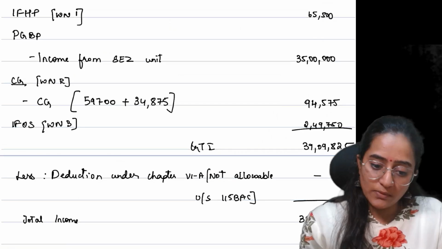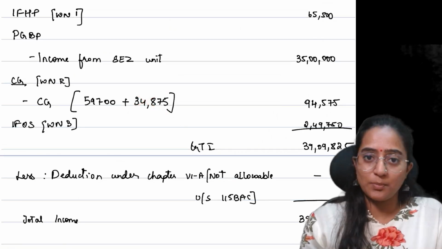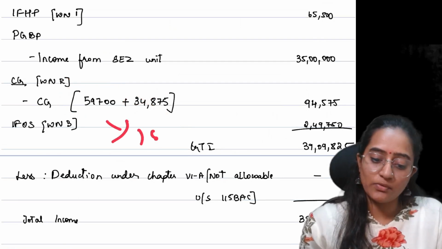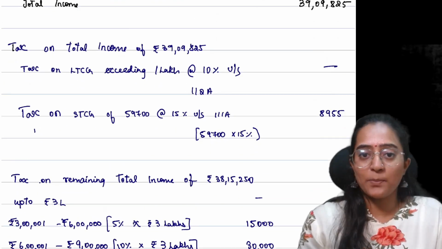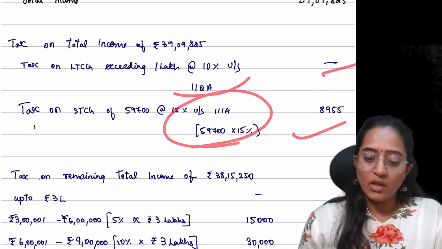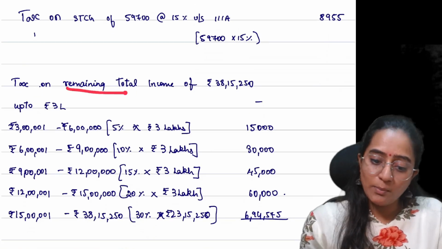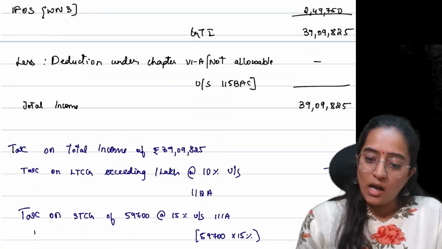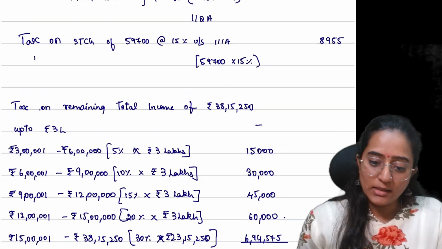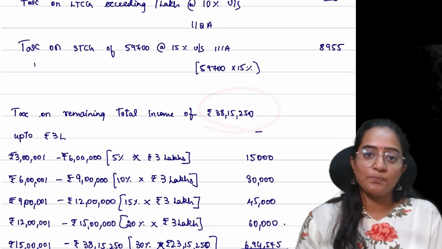Out of this, whatever amount is going to be totally exempted, not taxable. 59,700 would be subject to tax at the rate of 15%, because it is short-term capital gain under section 111A, and has to be taxed separately. You have considered that. On the total remaining income, after excluding this amount, you will get so much: 38,15,250.